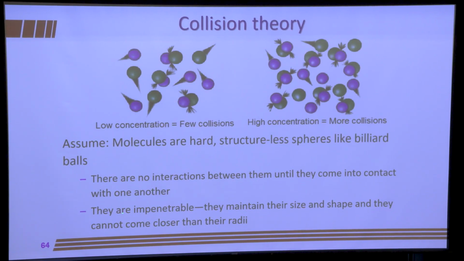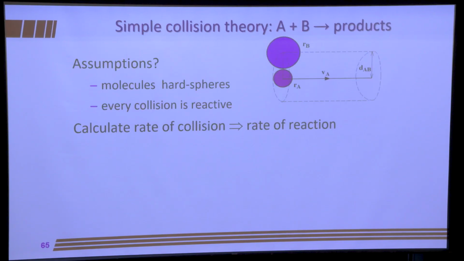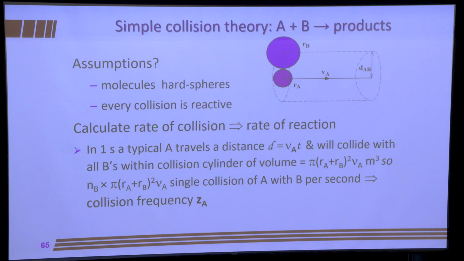And that they are impenetrable, they maintain their size and shape, and they cannot come closer than the radii from one another. So we assume that the molecules are hard spheres and every collision is reactive. So if we do that, and here we have H reacting, we'd say, with O, we have the radius of A and the radius of B, and their reaction together. If we calculate the rate of collision, that will give us the rate of reaction, assuming that molecules are hard spheres and every collision is reactive.